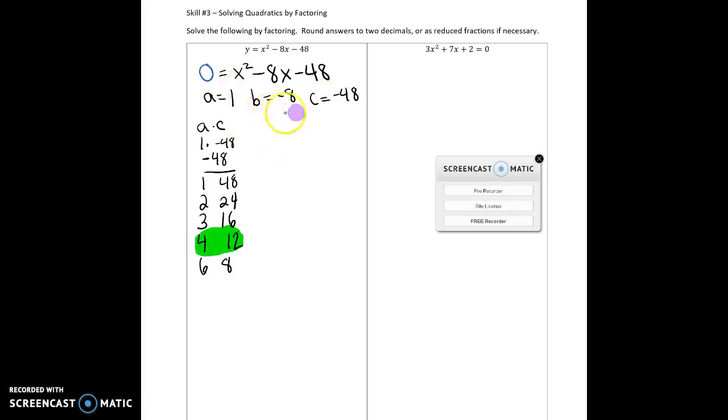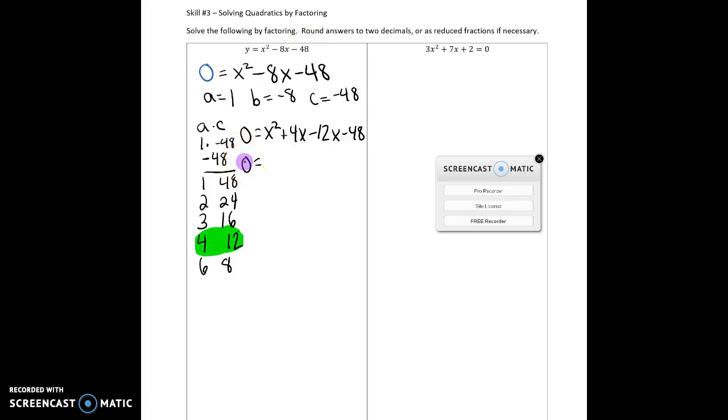So when you're factoring by grouping, you're going to split up your middle term. I want a -8, so I need to do plus 4x minus 12x minus 48. All right, so now we're good on that part. I'm going to factor by grouping. That 0 equals is just going to hang out the whole time.